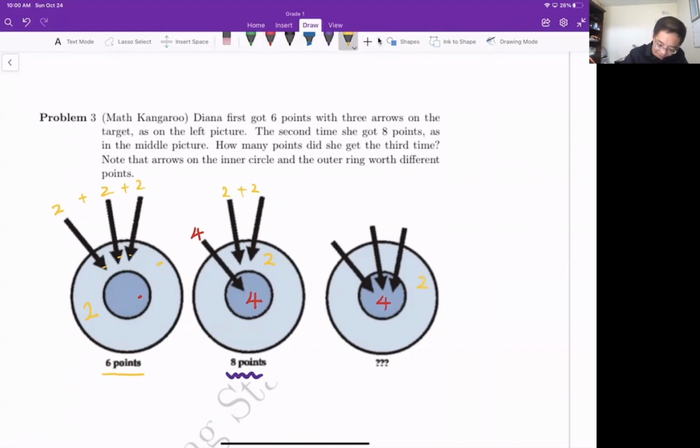Now what we have is 3 arrows. They're all on the inside, right? They're all inside, so each one is worth 4 points. So what we have is 4 plus 4 plus 4, which is 12, right? So it's 8 plus 4, that is 12.